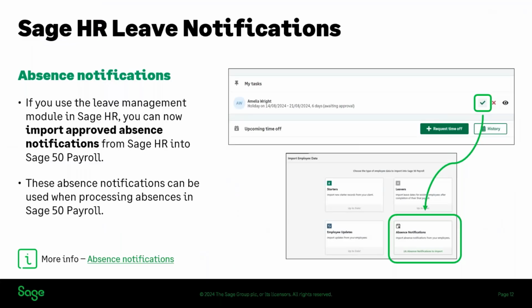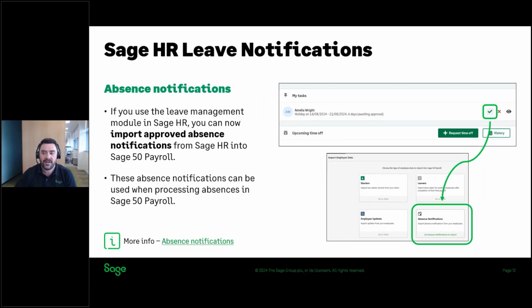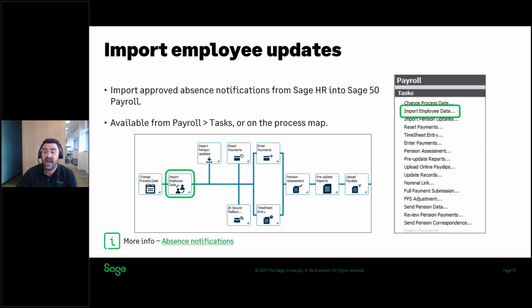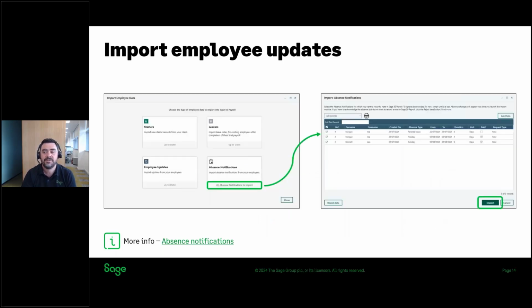But just to give you a little recap on that. It is approved leave that you've approved in Sage HR that can be imported via the import employee data option. You can find that from either the process map or from your payroll tasks, as highlighted there on the slide. We then saw that new tile in the bottom right corner for absence notifications.